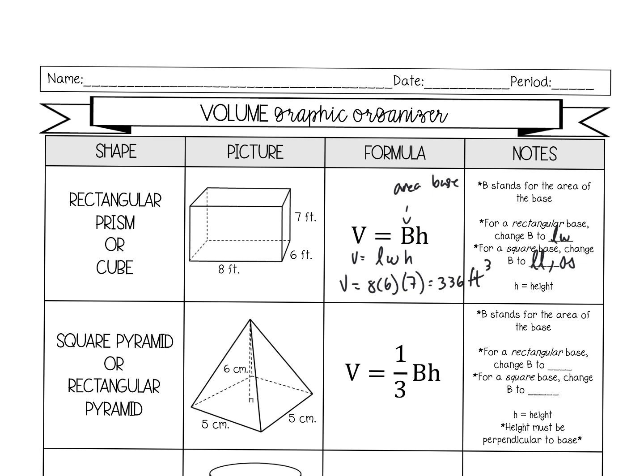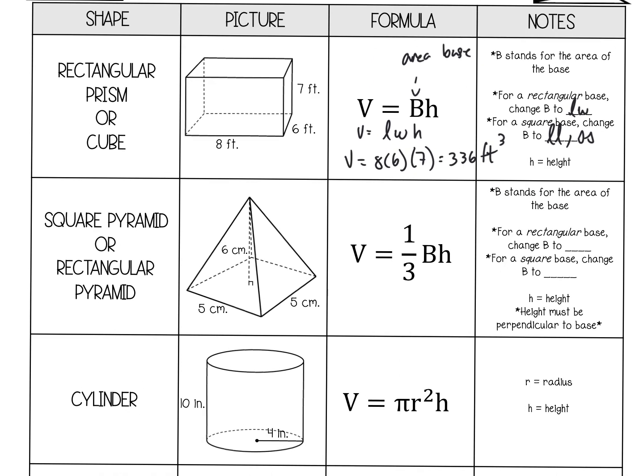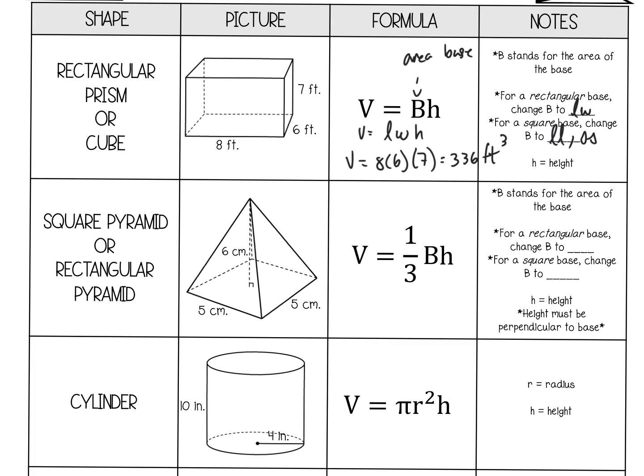For the square pyramid or rectangular pyramid, we have the volume equals 1/3 base times height. Again, this base stands for the area of the base. So we would change the B again to length times width. And if it were a square shape instead of a rectangle, it's going to be length times length, or side times side. So if we were to plug this in, volume equals 1/3 times 5 times 5 times the height of 6.